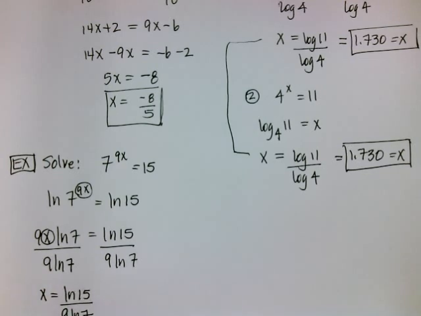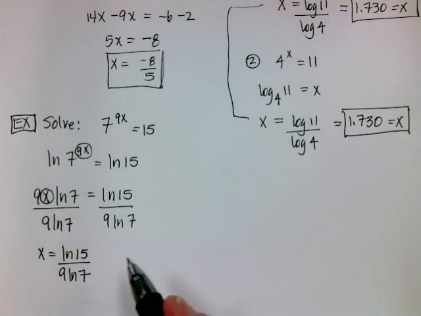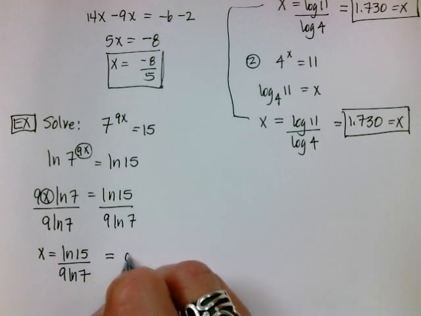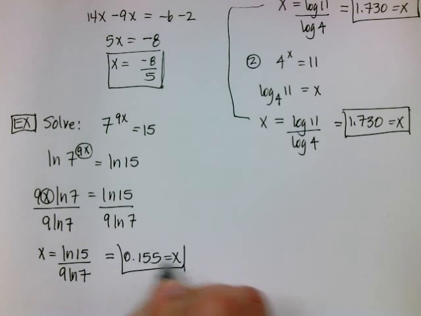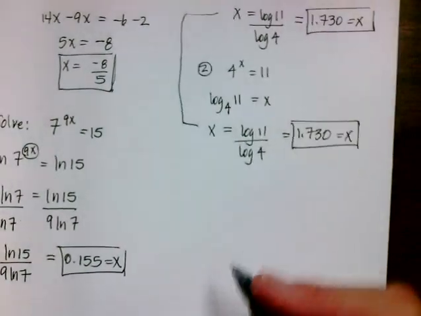Be careful when you enter this in your calculator. Parentheses are really helpful. And I'm going to get 0.155 for x. And there you go. All right. Now I'm going to come over here.